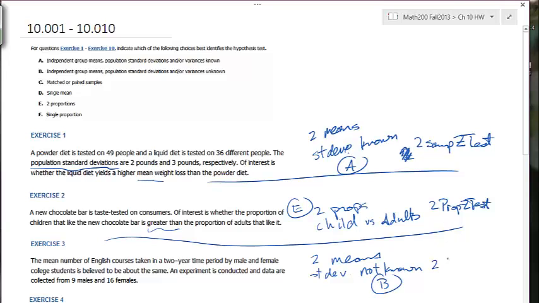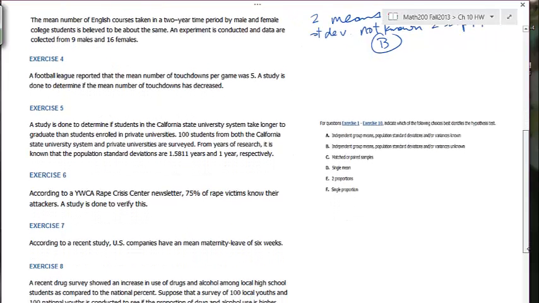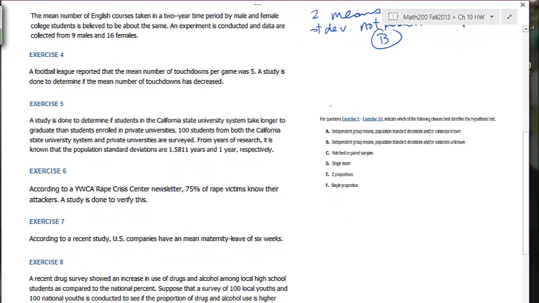Again, this would be a 2-samp. Well, not again, but this is different. This is a 2-samp t-test. Alright, moving on to number 4.